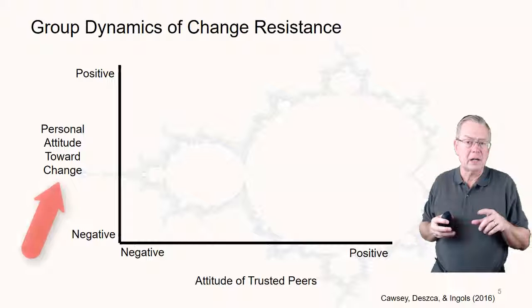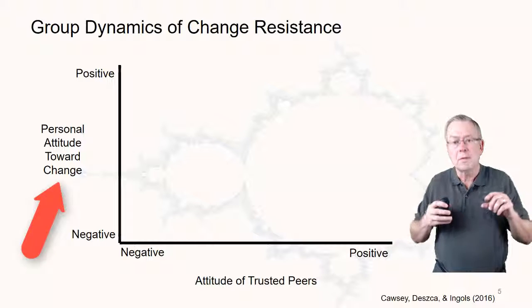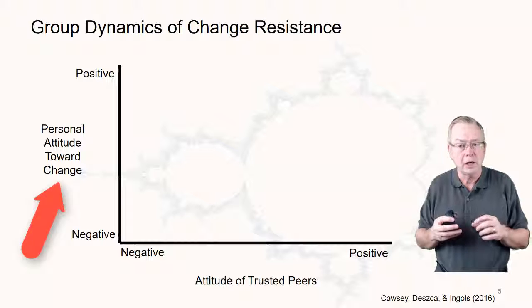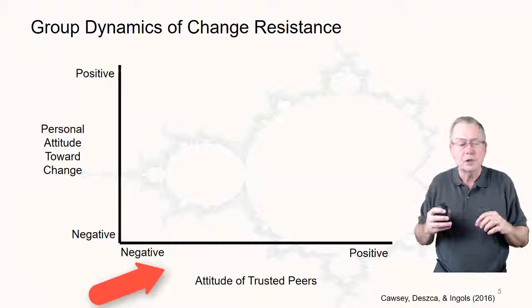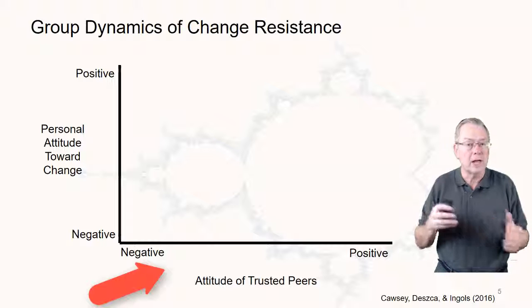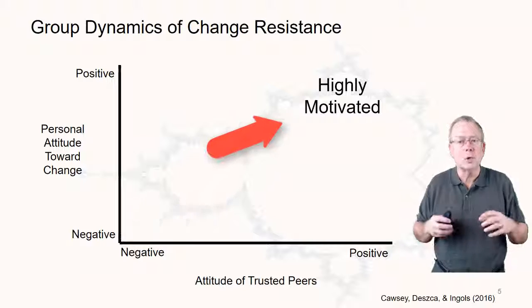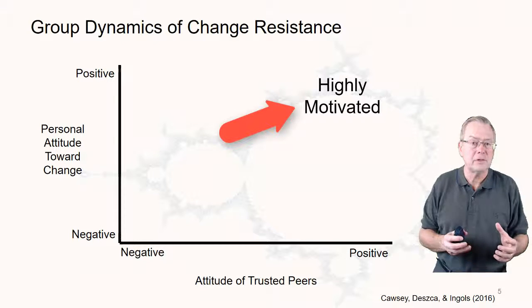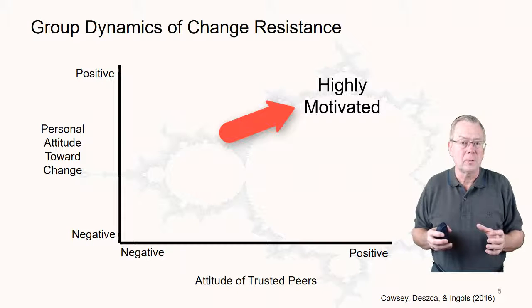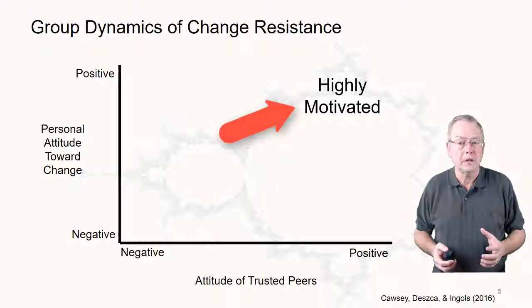The left-hand side here is a negative-positive scale of personal attitude, an individual's attitude toward change. The lower axis is really their trusted peers, those that are around them, whether negative or positive. Ideally, you want the individual to be positively motivated and you want their peers to be positively motivated. That is where we really want the organization to be.